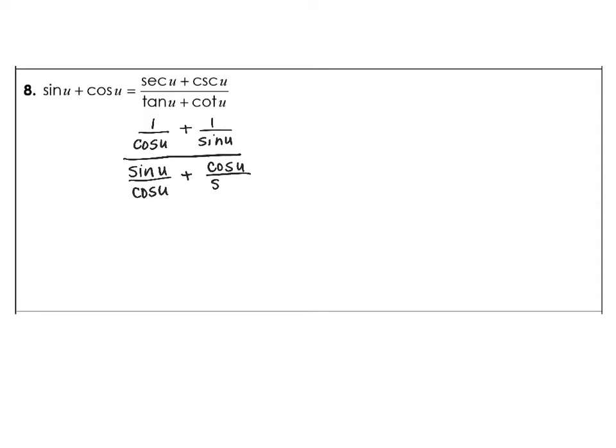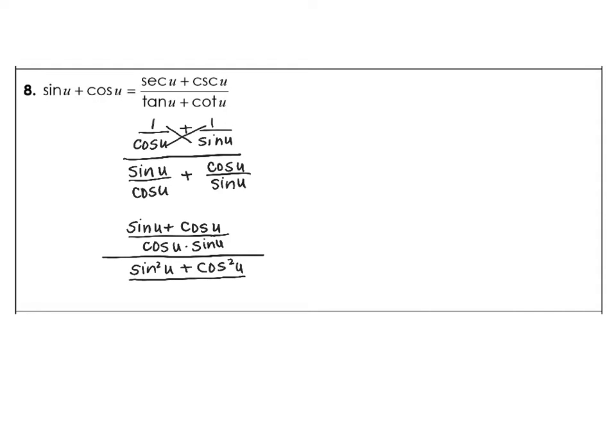u over sine u. And it looks like since we have fractions both ways, let's go ahead and get a common denominator. And so this is where knowing this little trick really does help. So we're going to have sine u plus cosine u over the product of the denominators. So we're going to have cosine u times sine u. And then same process, so all of that is over sine squared u plus cosine squared u. And that's all over cosine u times sine u.